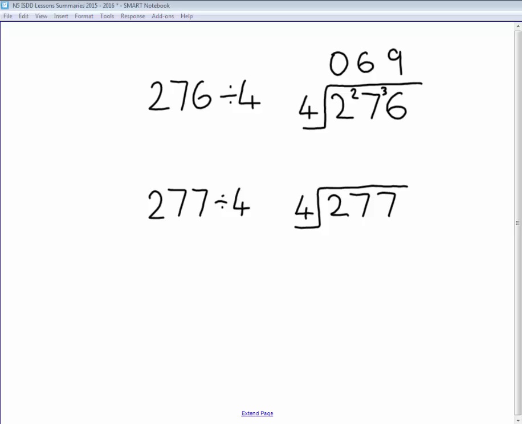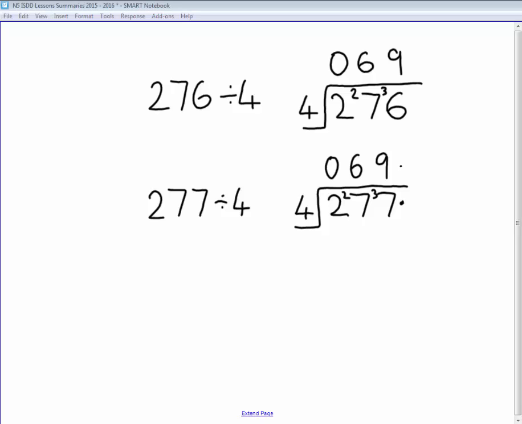So we start off the same as we started the last sum. 4 into 2 doesn't go, so we carry the 2 across, make the 7 into 27. 4 into 27 goes 6 times, with 3 left over, and that gets attached to the 7 to make 37. Now this is where we start to see the remainder come in. 4 doesn't go into 37 exactly, it does go in 9 times, takes us to 36, and we've got 1 left over. So we need to deal with this 1, we can't just leave it without accounting for it.